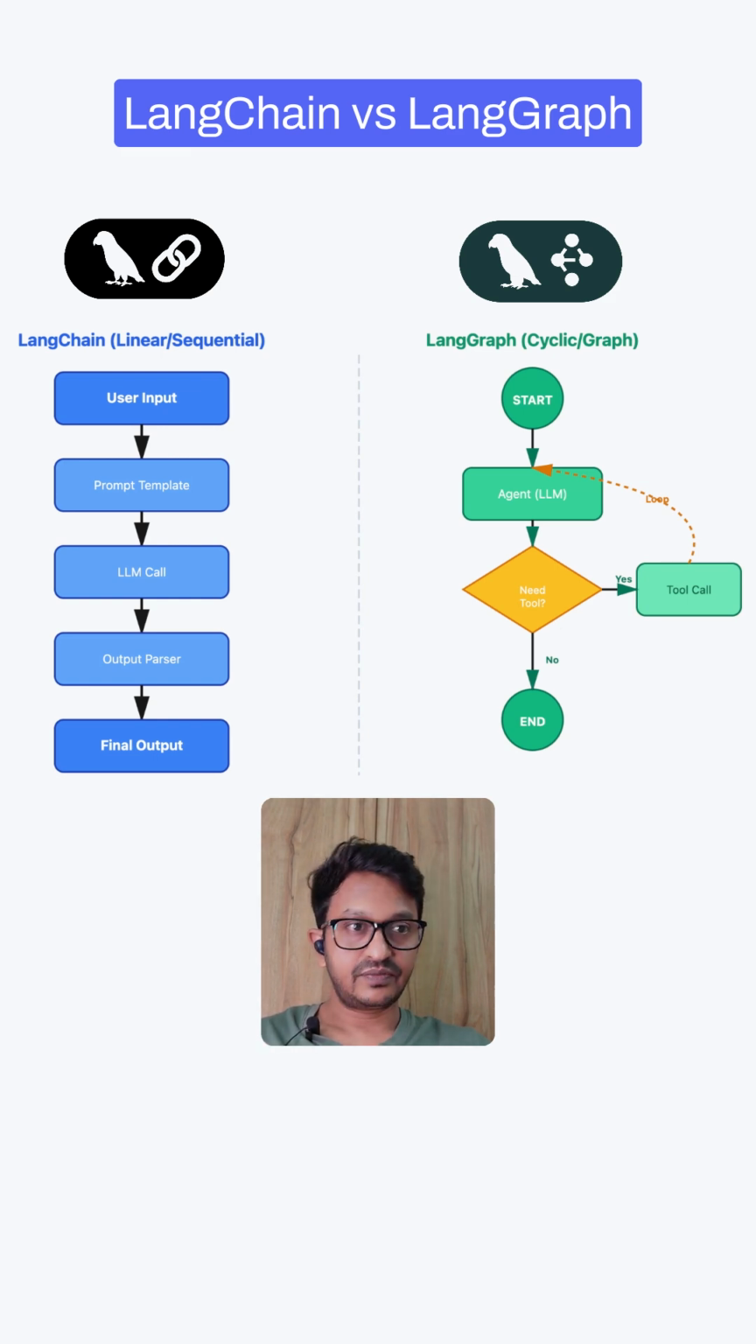And then state management. It is very limited in LangChain and very rich in LangGraph. The memory for chat history is very limited, whereas in LangGraph, it is very rich, with full state persistent across the graph.